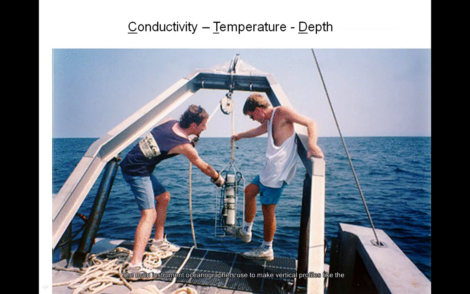Now, the main instrument oceanographers use to make vertical profiles like the ones we've seen is called a CTD. It is run up and down through the water from surface to bottom and measures electrical conductivity, for salinity, temperature, and depth the whole time. And if you know the water's salinity and temperature, then you know its density as well.